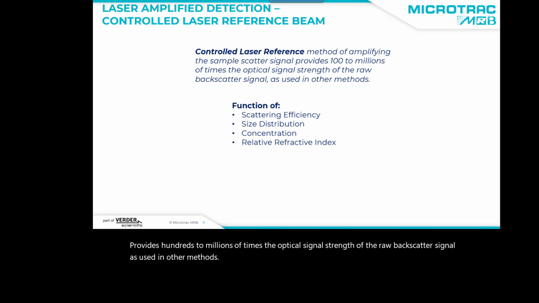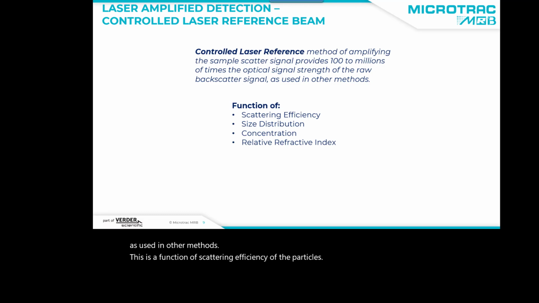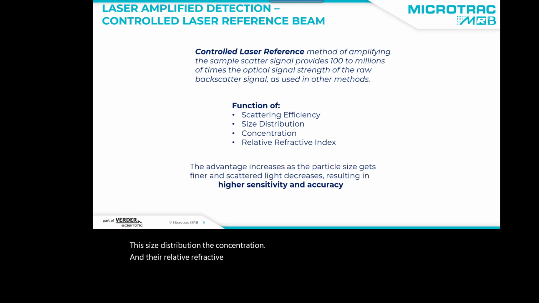This is a function of scattering efficiency of the particles, the size distribution, the concentration, and the relative refractive index. The advantage increases as the particle size gets finer and scattered light decreases, resulting in higher sensitivity and accuracy.